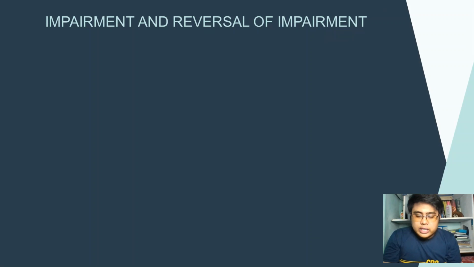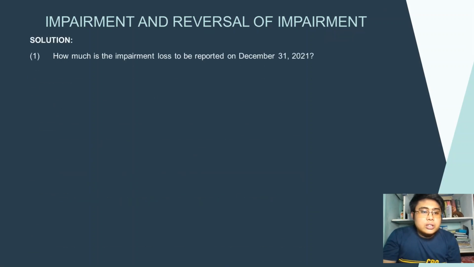Okay, so let us compute. So, sabi nga natin, impairment loss is the difference between your recoverable amount and your carrying amount. So, again, isa-isa natin computein. Number 1, let us compute your recoverable amount. What is recoverable amount? Recoverable amount is the present value of future cash flows discounted using the original effective rate. And our original effective rate based on the problem is 10%.